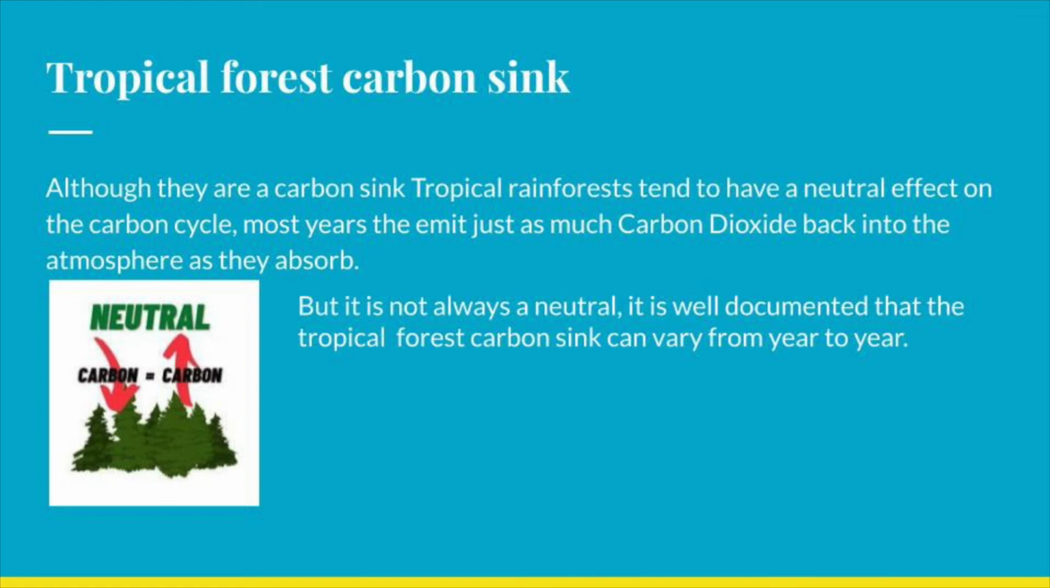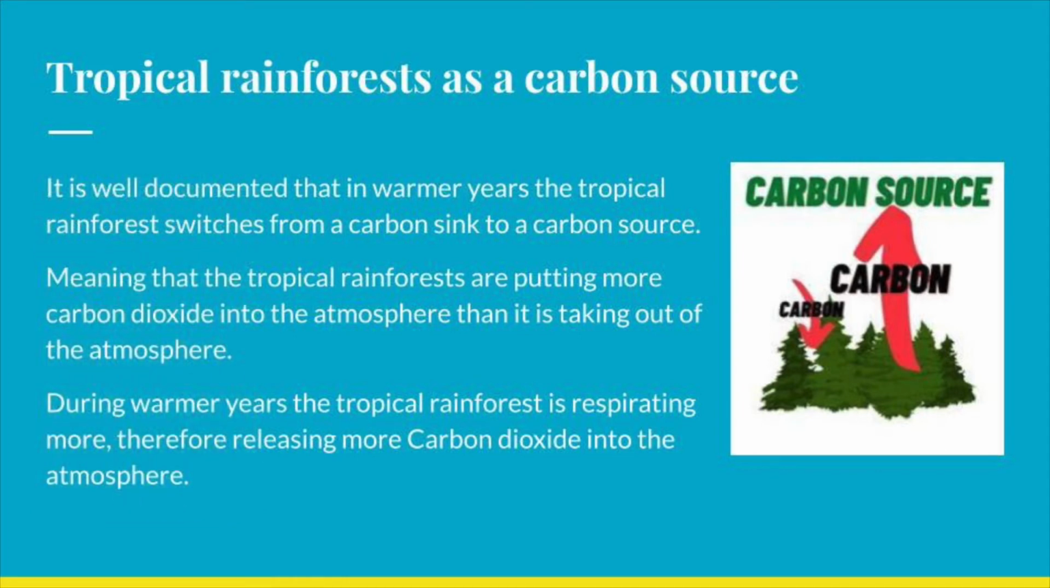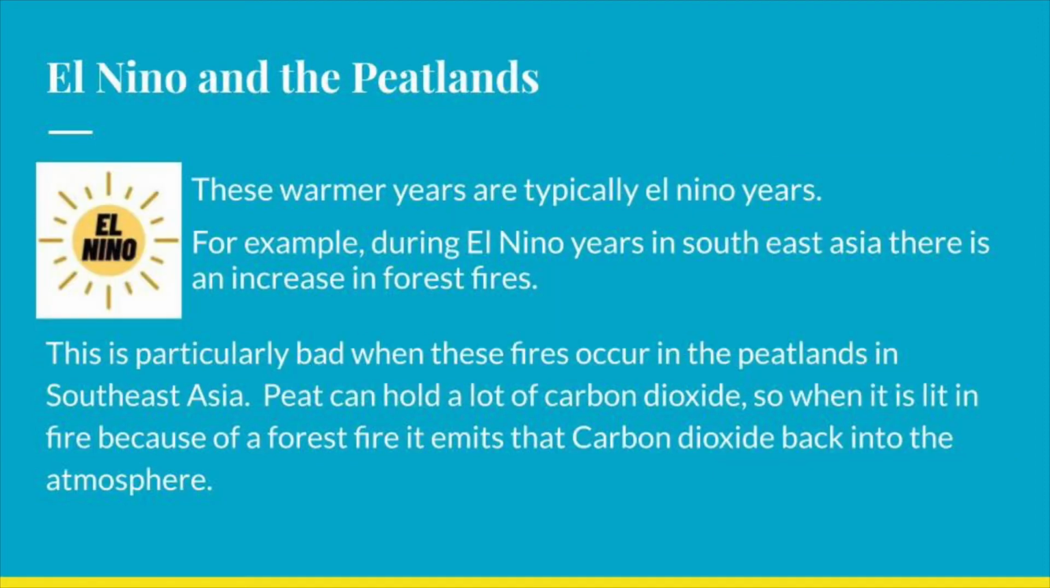It's well documented that tropical rainforests can vary from year to year. It's fairly well documented that in warmer years, tropical rainforests switch from being a carbon sink to being a carbon source, meaning that tropical rainforests are putting more carbon dioxide into the atmosphere than they're taking out of the atmosphere in these warmer years. During these warmer years, the tropical rainforests are respirating more, therefore they're releasing more carbon dioxide. These warmer years typically tend to be El Nino years, which, as we know, are years where it's warmer.